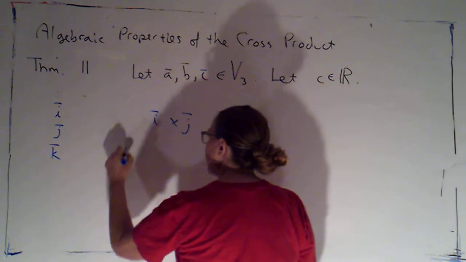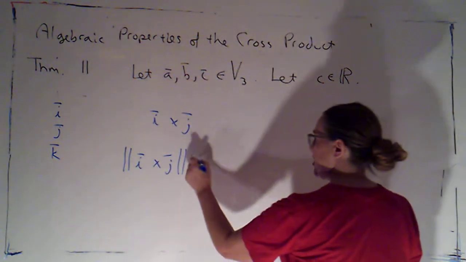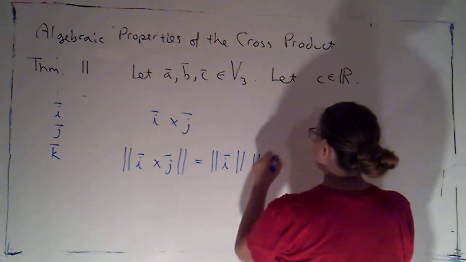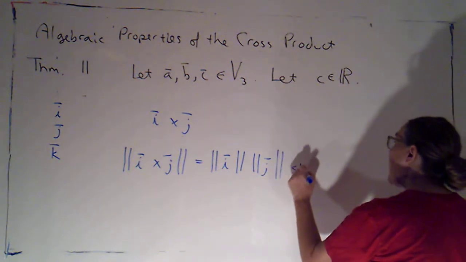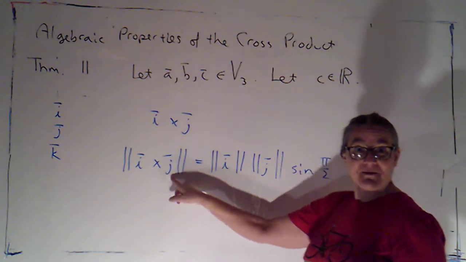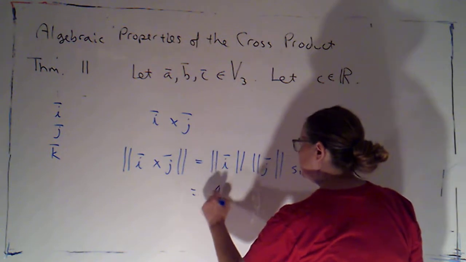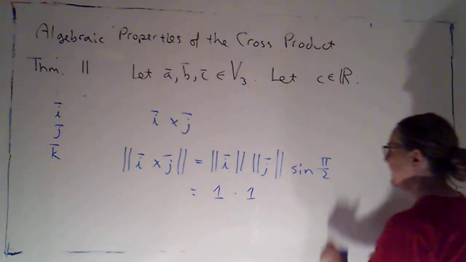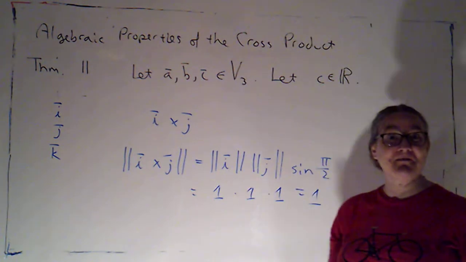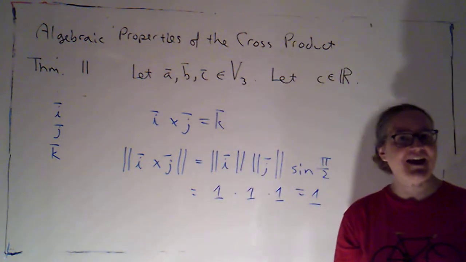But I also know that the magnitude of i cross j is the magnitude of i times the magnitude of j times sine of pi over 2, because i and j are perpendicular, so the angle between them is pi over 2. Now, i is a unit vector, j is a unit vector, and sine of pi over 2 is 1, so i cross j is going to be a unit vector. It's the unit vector that points straight up, so it's k.